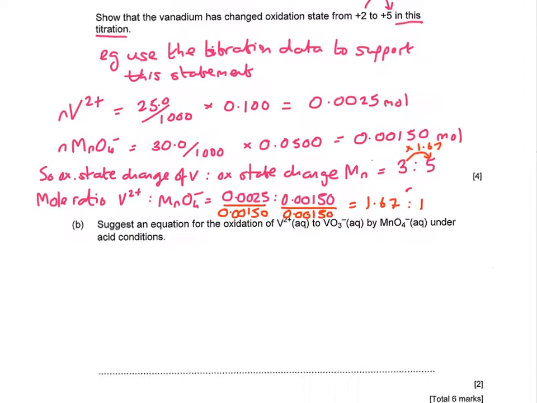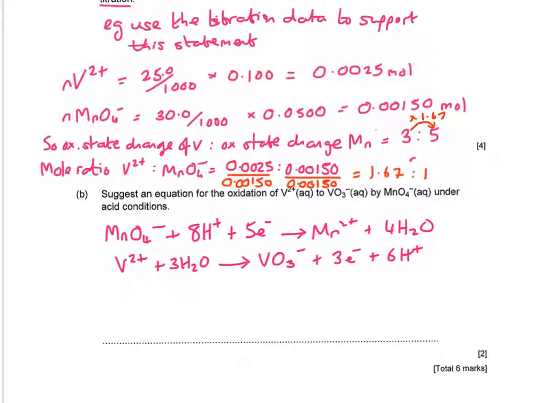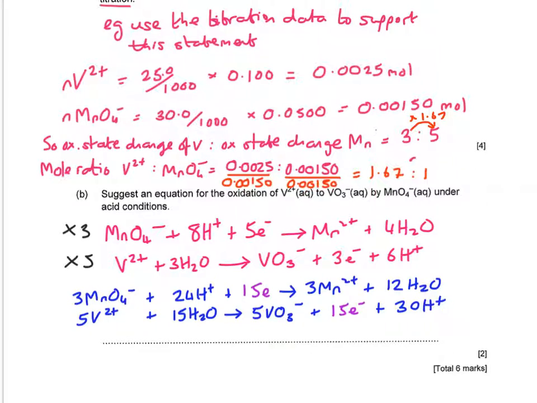So moving the page down a bit, it says suggest an equation for the oxidation of V2+ to VO3- by MnO4- under acid conditions. So acid conditions means in the presence of H+, obviously. So what we need to do here is to draw out the two half equations. So what we've now got to do is to work out how many times each side has to be multiplied to make the electrons the same. So you can see that you can cancel the electrons. So let's do that first of all.